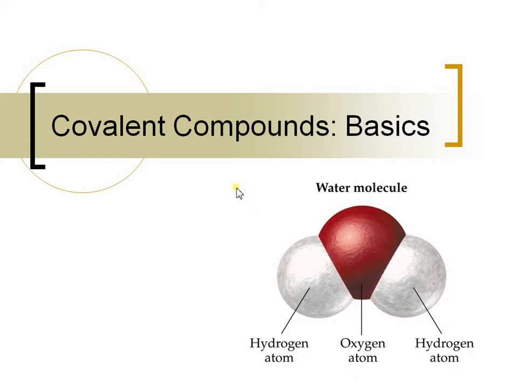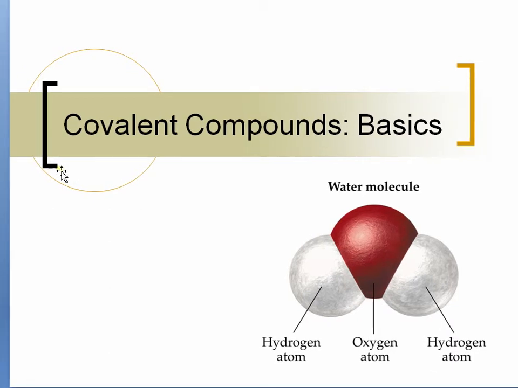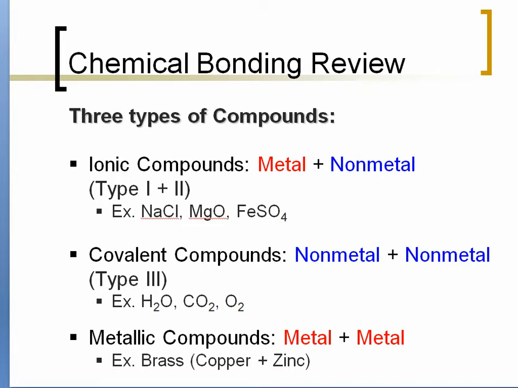This podcast is just on the basics of covalent compounds, so we'll just talk about what they are before I can start naming them. Okay, so as a reminder, there are three different types of compounds. There's ionic compounds between a metal and a nonmetal. The one we will be discussing is covalent compounds, which is always going to be between a nonmetal and a nonmetal. And the one we won't discuss too much are metallic compounds, which are between metals and metals.